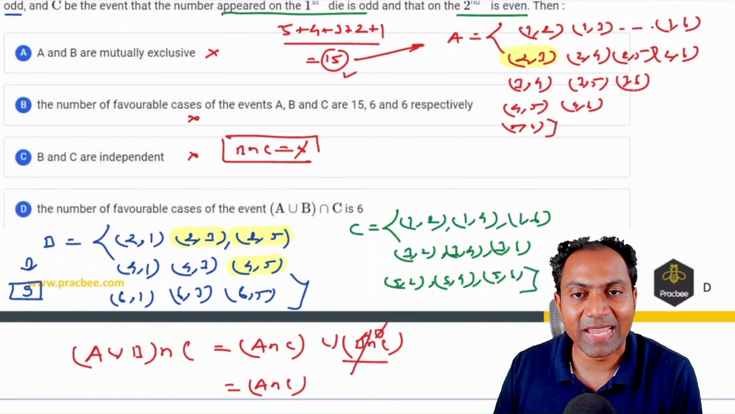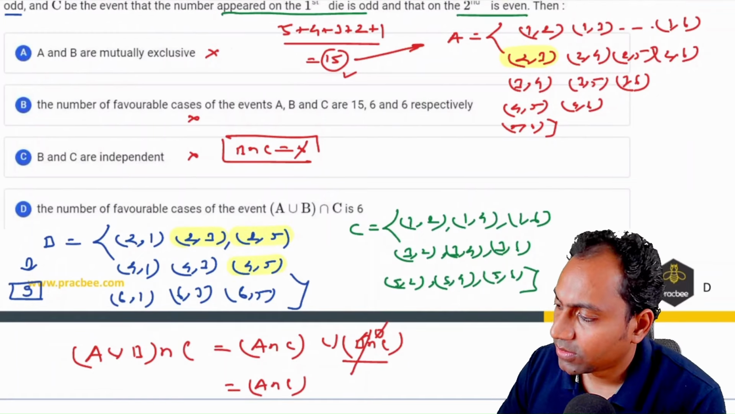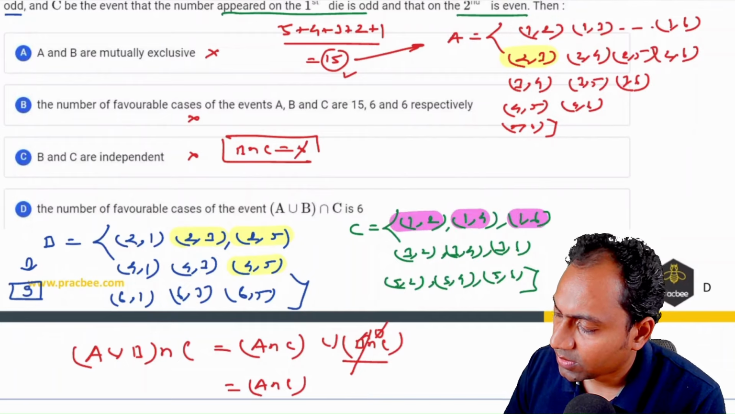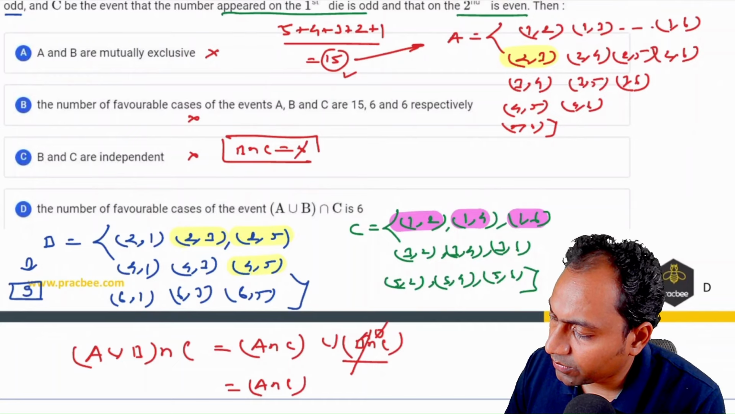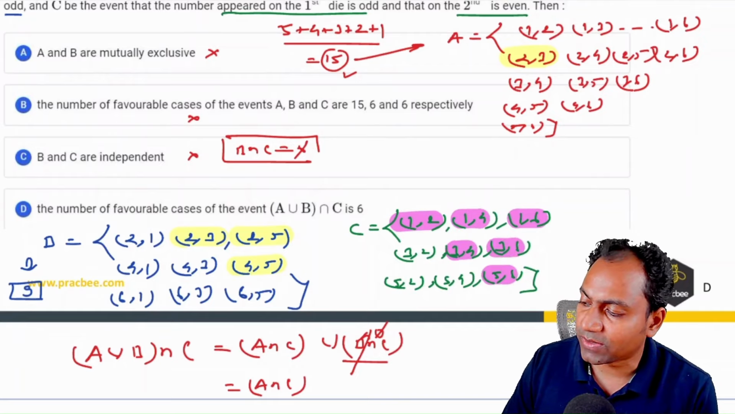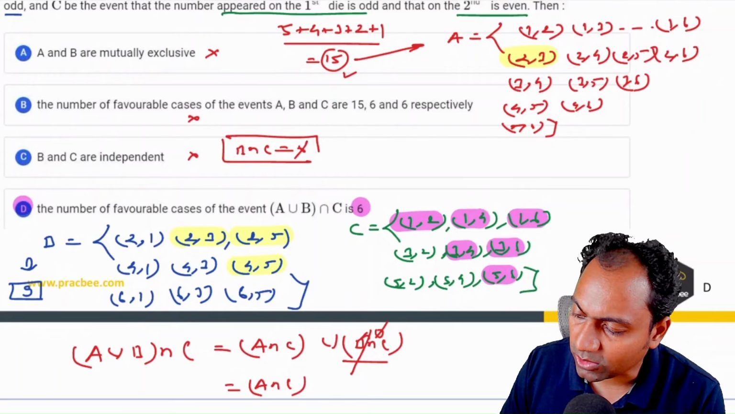So if I check between A and C, let us see what elements are common. 1 comma 2, 1 comma 4, 1 comma 6 would be common. And then 3 comma 4 would be common, 3 comma 6 would be common, and then ultimately 5. So there are 6 elements that we can clearly see are common. So this becomes the correct option.